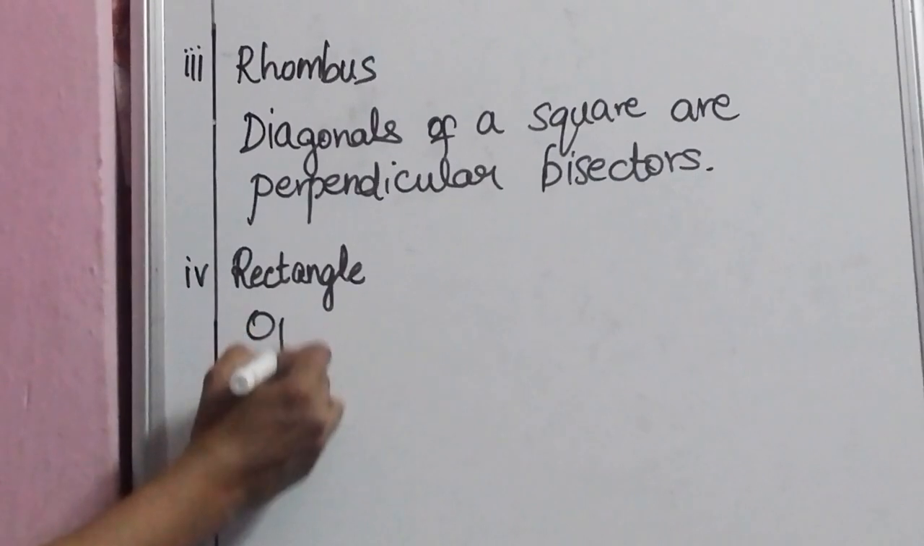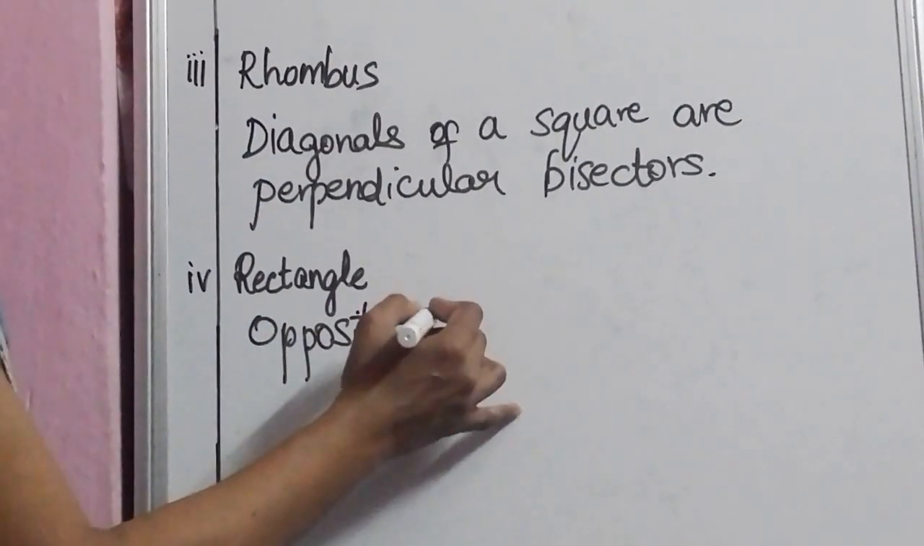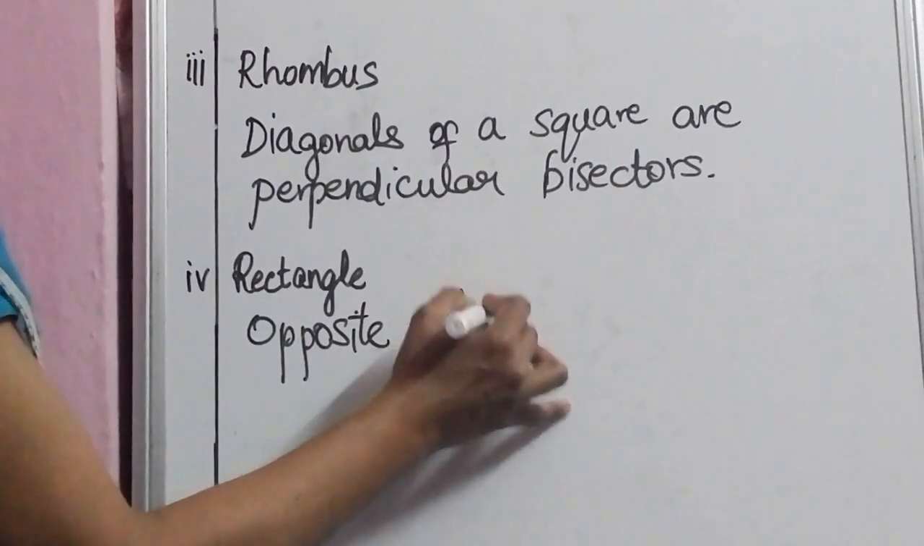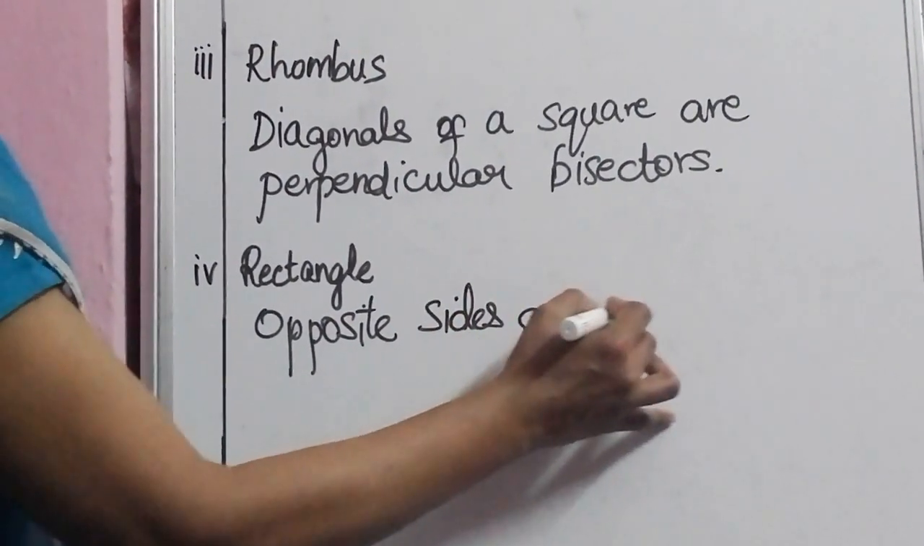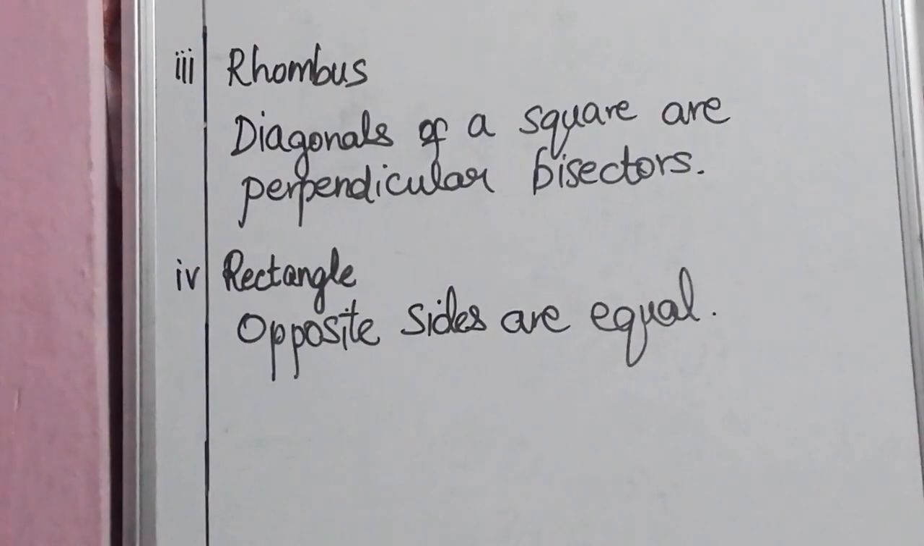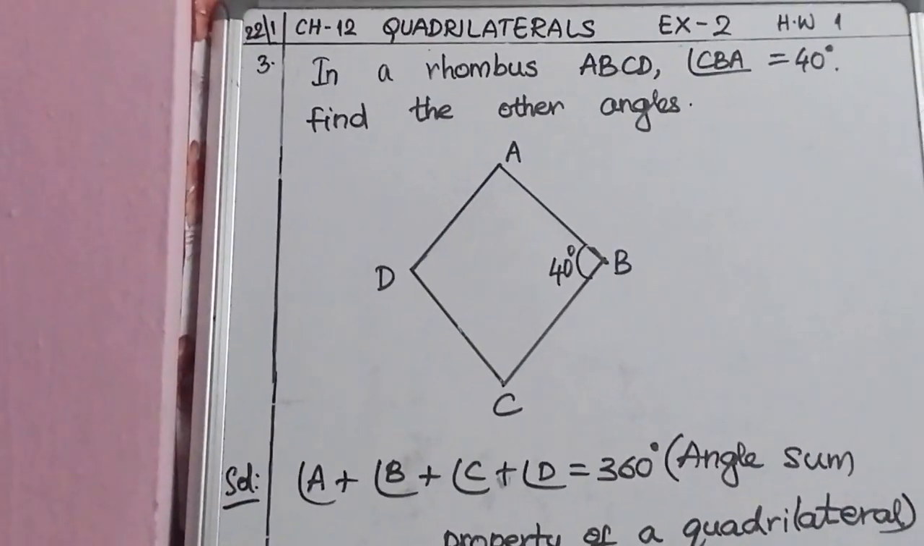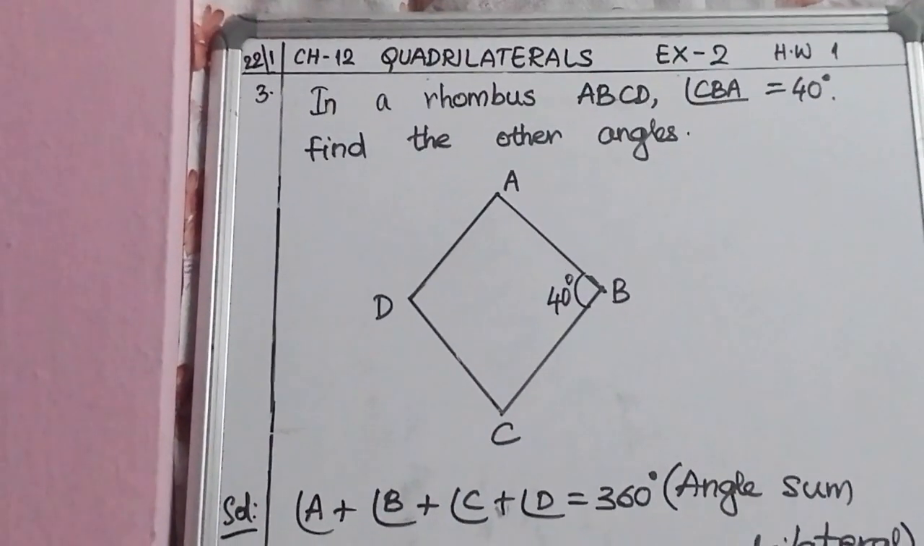Now how can you say it is a rectangle? As opposite sides are equal. For a square, the opposite sides are equal. So you can say that it is a rectangle. Understood this? Copy in your class workbooks, children.